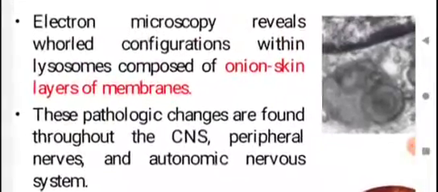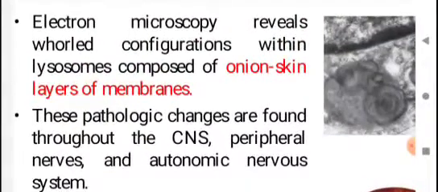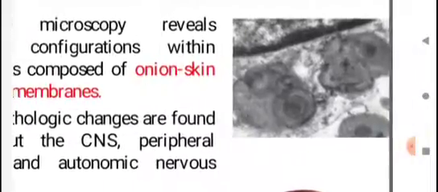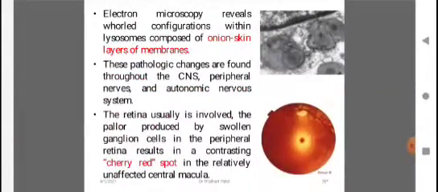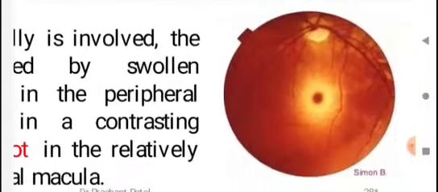On electron microscopy, it reveals whorled configurations within lysosomes composed of onion skin layers of membrane. So here you can see the concentric lamination. These pathologic changes are found throughout the CNS, peripheral nerves, and autonomic nervous system. The retina is usually involved. The pallor produced by swollen ganglion cells in the peripheral retina results in a contrasting cherry red spot in the relatively unaffected central macula. So here you can see the cherry red spot.